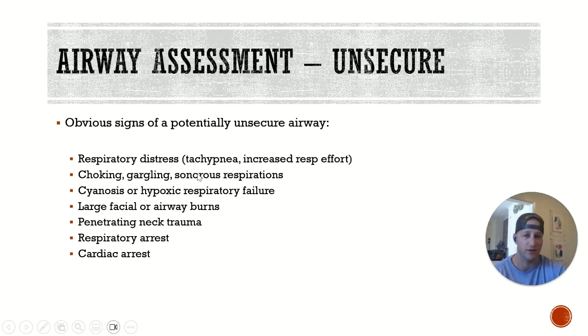Choking, gargling, sonorous respirations. This is a fancy word for snoring. Cyanosis, or they're in hypoxic respiratory failure. You put the pulse ox on them. Their pulse ox is 71. That's bad. That's not normal. That's a sign of potentially unsecure airway.